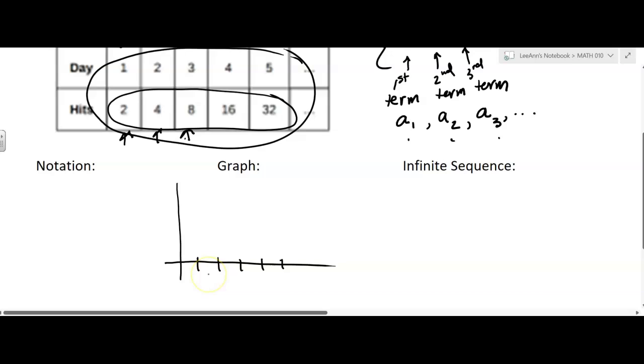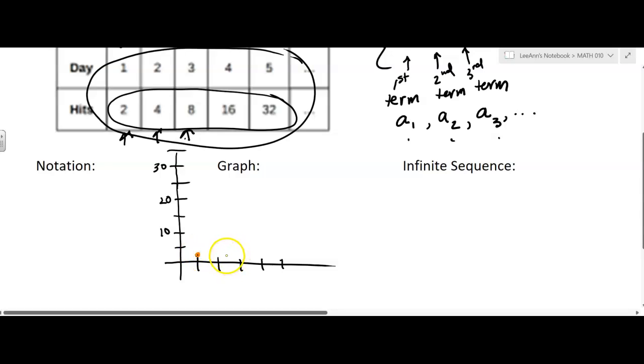But then your outputs are the number of hits, right? So that's going up to like 32. So maybe I want to count by 5, 10, 15, 20, 25, 30, 35, something like that. You'd have to indicate this when you're graphing. In this case, the outputs are positive. They aren't always, but this time they are. So on day 1, we have 2 hits. So maybe that's right there. Let me put it in orange, to make it a little easier for you to see.